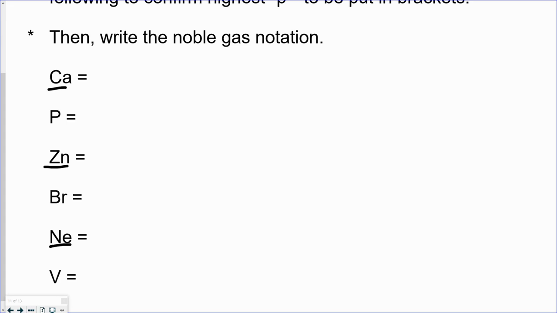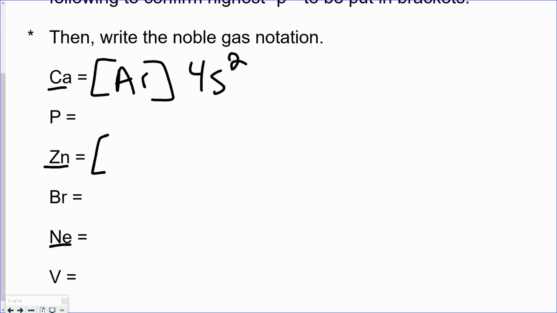So with calcium, we're going to go all the way over on the periodic table, 1 up. That is argon. After argon, I need 4s2. For zinc, I'm going to do the same thing. I'm going to go up one row all the way over to the end. It is also argon. It also has 4s2, but zinc is all the way over in the 3d, and it is 3d10.